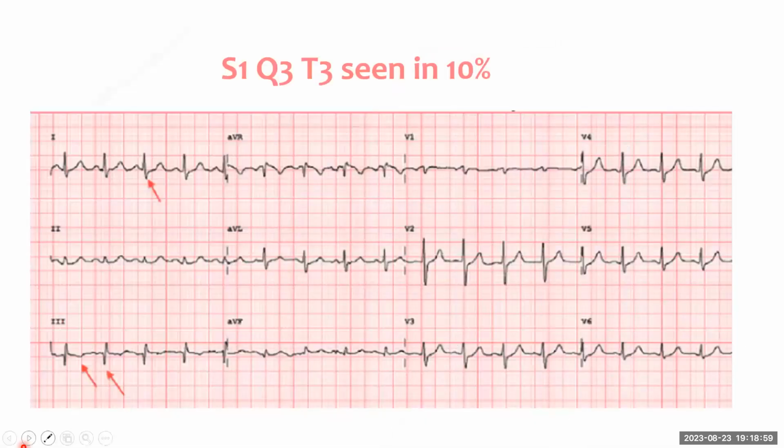Now, what about the ECG? So you have all heard about S1, Q3, T3. And you can see here, this is the S wave, and this is the Q wave, and this is the inverted T wave. However, this is seen in only 10% of the patients, but it is highly specific for pulmonary embolism. It actually indicates acute right ventricular strain, but it is seen only in 10%.